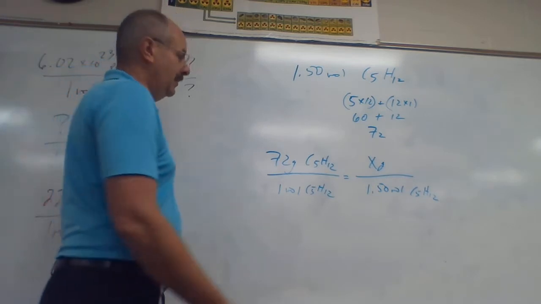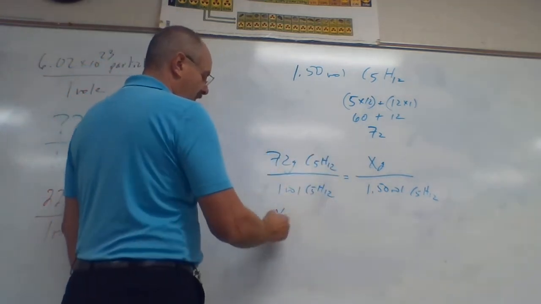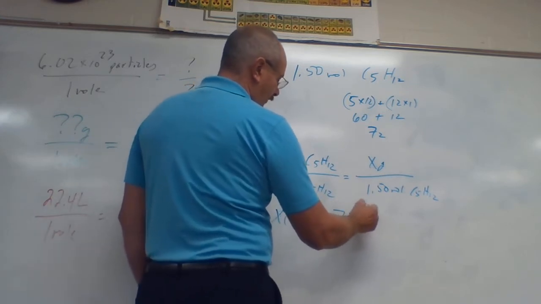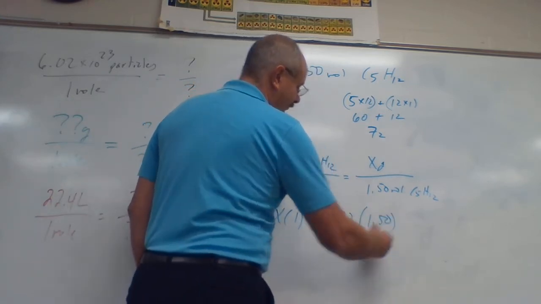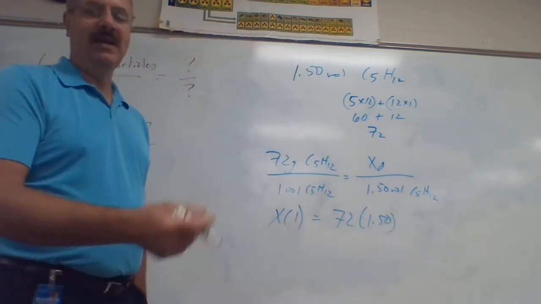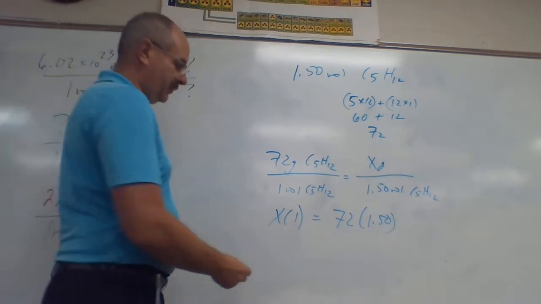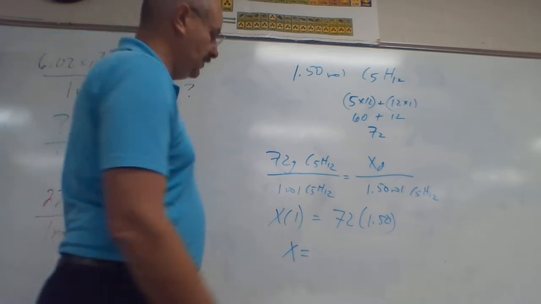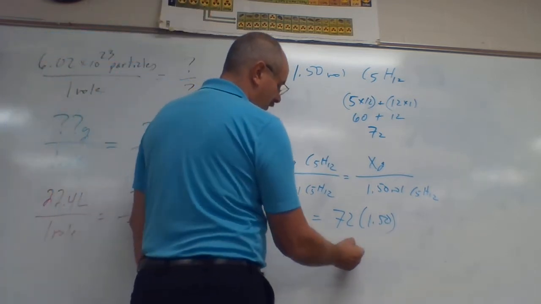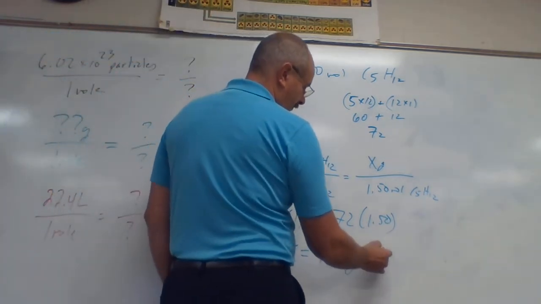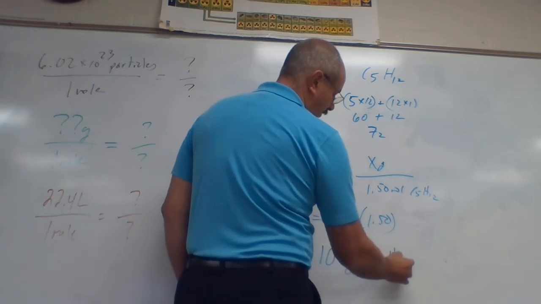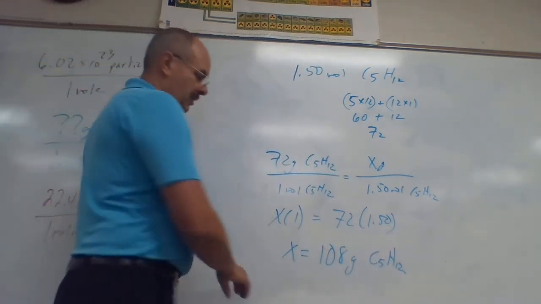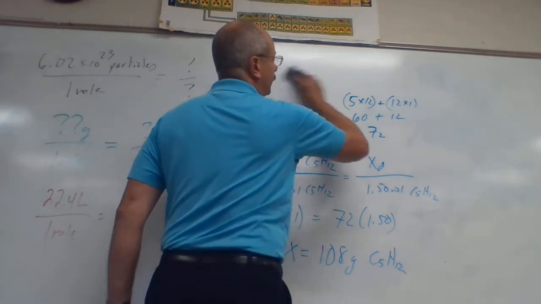So I'm going to cross multiply. We're going to get x times 1. This is where the cross multiplication is going to make it easier. And 72 times 1.50. So this is x times 1, so I don't have to worry about dividing by 1 because that doesn't do anything. So x is by itself, really. And we have x equals 108. And that is grams of C5H12. So there's my final answer. All right, on to letter B.